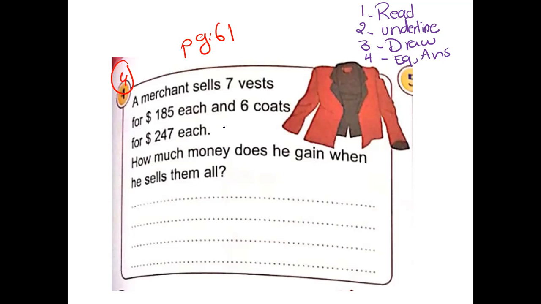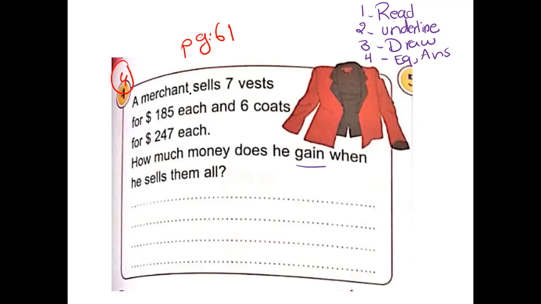Okay, here we are talking about a merchant. What do I mean by merchant? A person who sells clothes. So a person who sells clothes, we name him merchant. So when he sells coats, he will gain money. He will get money. Gain means يربح. He will gain money when he sells coats.